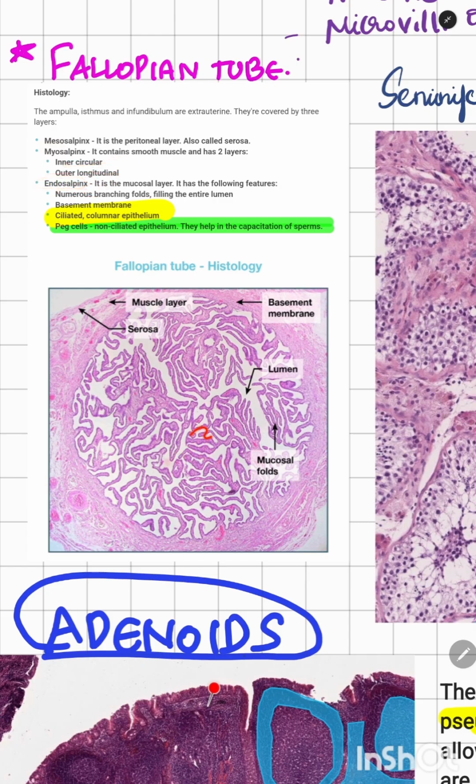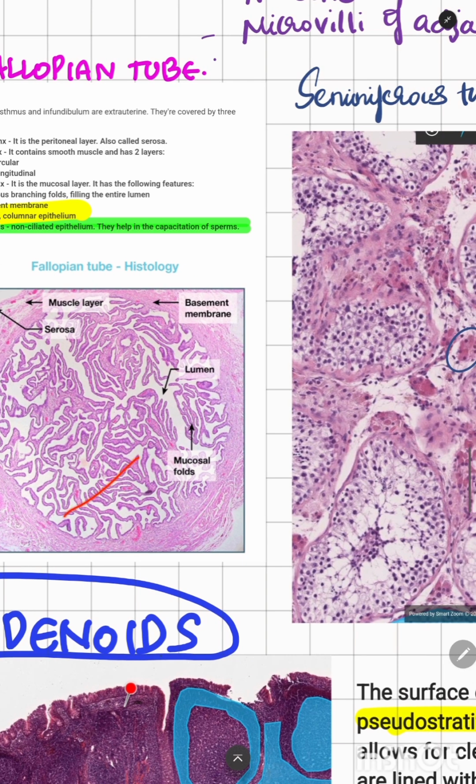Endosalpinx is made up of the mucosal layer, which has numerous branches or foldings like this, right? And it has a ciliated columnar epithelium. Also peg cells, which are non-ciliated epithelium, which help in capacitation of the sperms, right? This is about the fallopian tube. So just remember the foldings present in the fallopian tube.